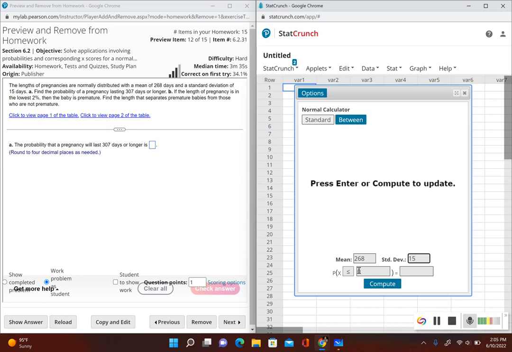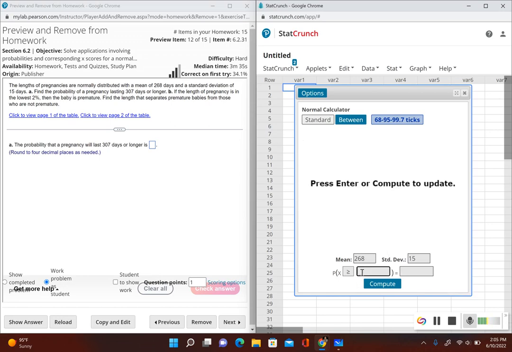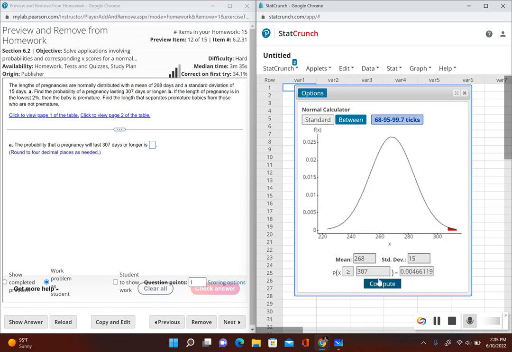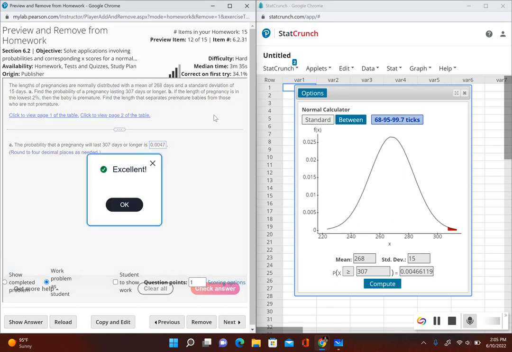So we were finding the probability that it will last longer than 307 days. So I'm going to change this to greater than or equal to. I want to find the probability that's going to be greater than or equal to 307 days. Okay, click on compute. And now it gives us our probability right over here. So we have 0.0047.